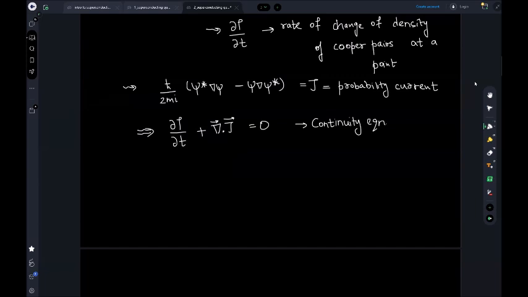Now, from quantum mechanics, I want you to recall the expression of the momentum operator. So the momentum operator, sorry, and so the probability current can be rewritten in terms of the momentum operator, and I'm going to do just that.